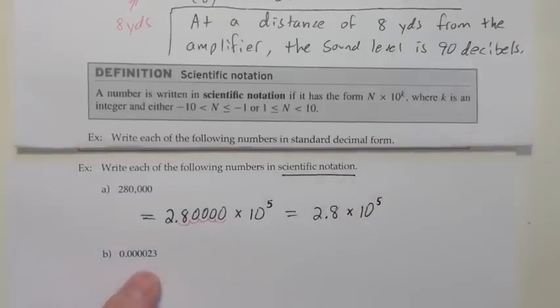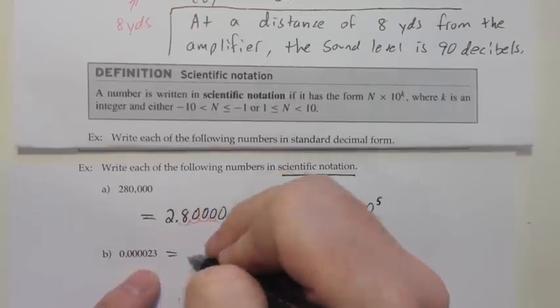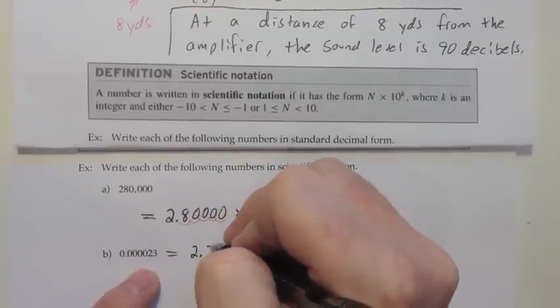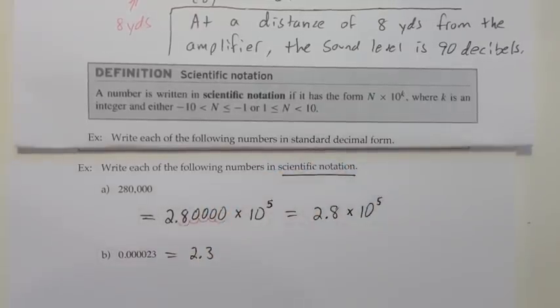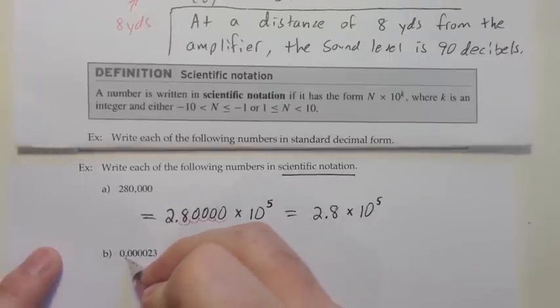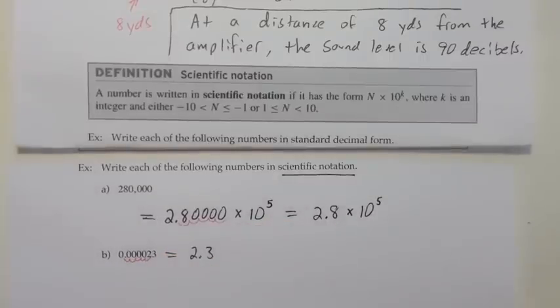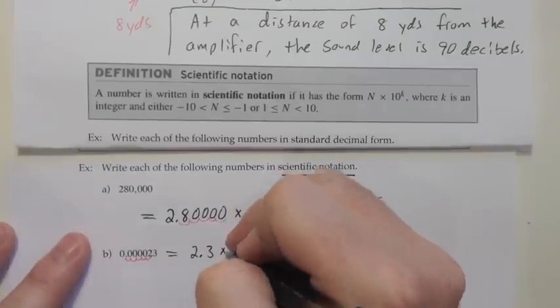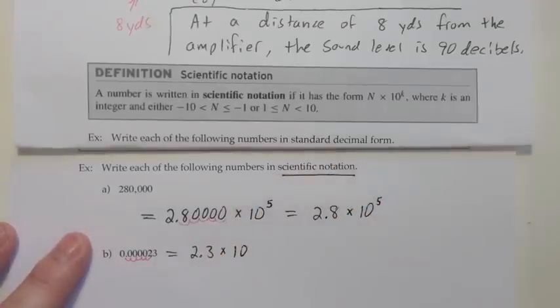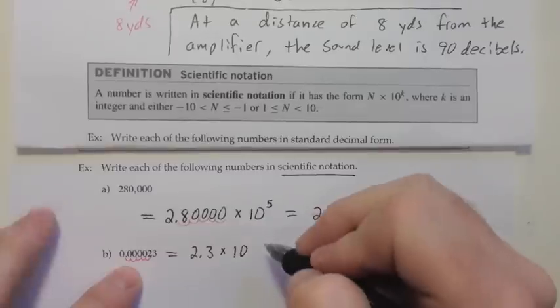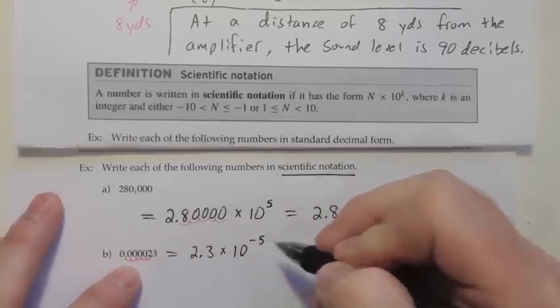Alright, and then let's look at another one. On this one, we want to do the same thing. Move the decimal so that after we're done moving it, this number is between 1 and 10, and 2.3 is in between 1 and 10. And then think about, alright, how many places did I move the decimal to make that happen? 1, 2, 3, 4, 5. So I'm going to go times 10 to some kind of power of 5. But if your number is going to be a small number, that's when you need the negative exponent.